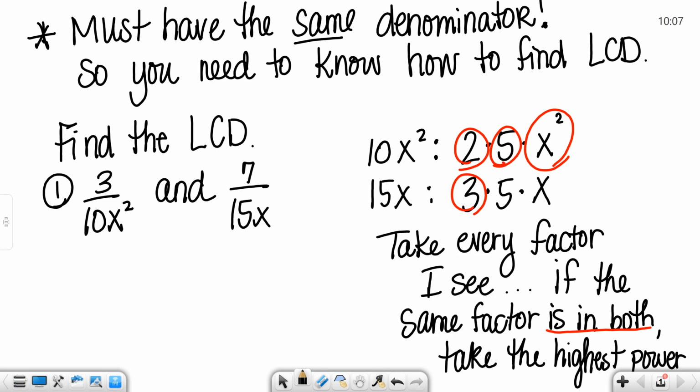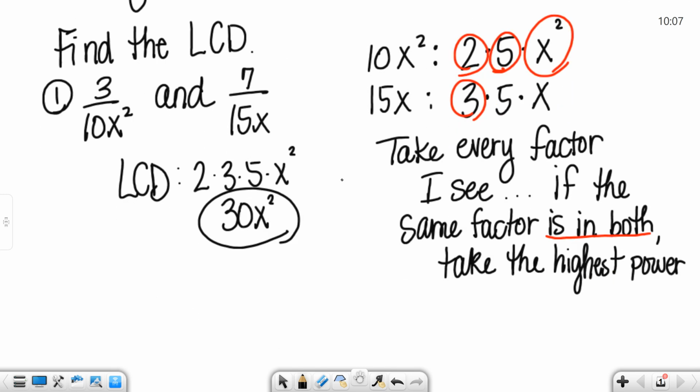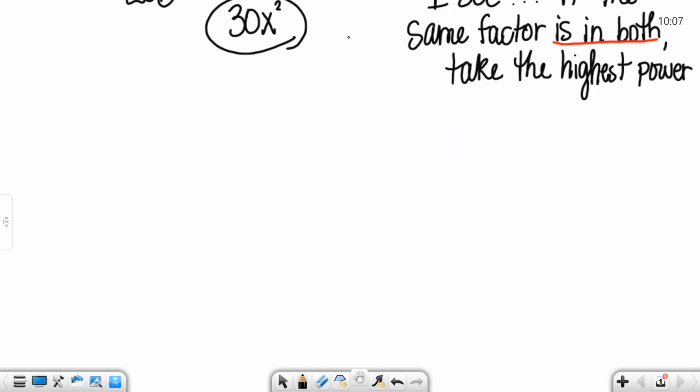So my least common denominator here, I take all those things that I circled over there in red and multiply them together. So 2 times 3 times 5 times x squared. It's going to give me 30x squared. That would be my least common denominator. We're not adding or subtracting here, we're just finding what is the least common denominator. All right, let's try another one of those.